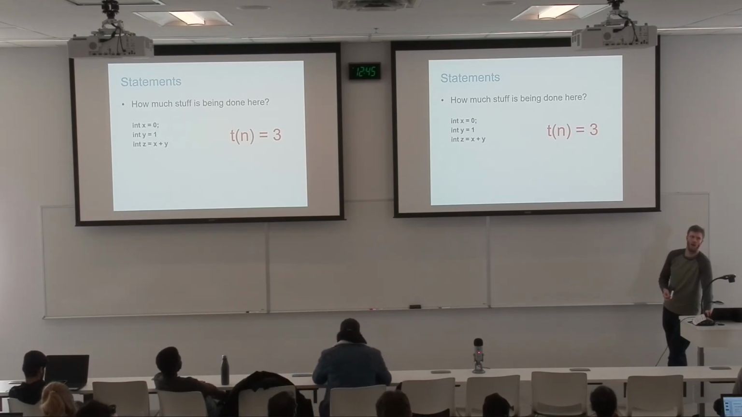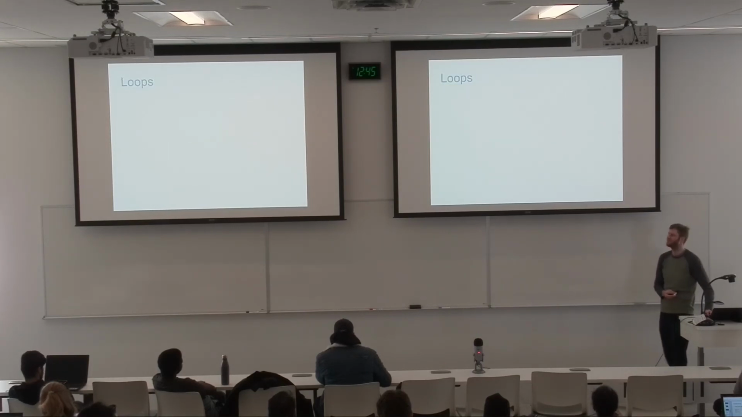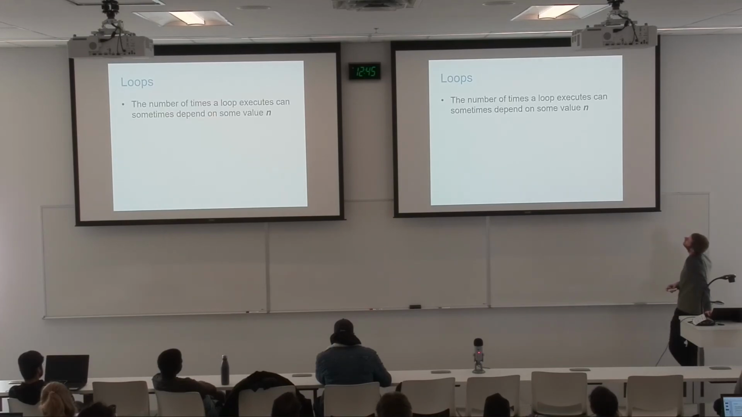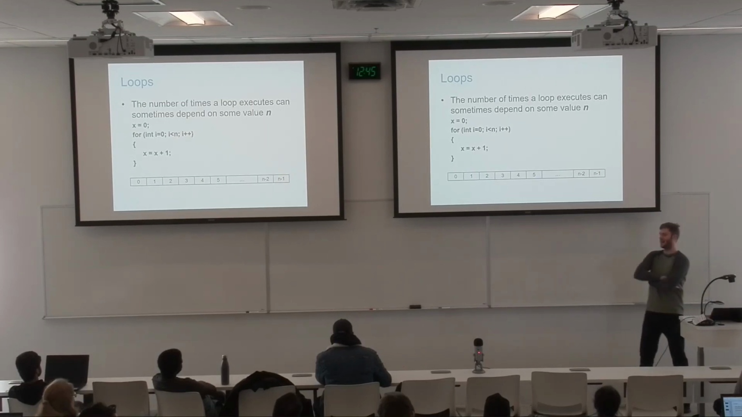I want to know what the big O of this is. What's the answer? 1. It's not n. Now you might be scratching your head, but let me show you an example with n. Have a look at this code.